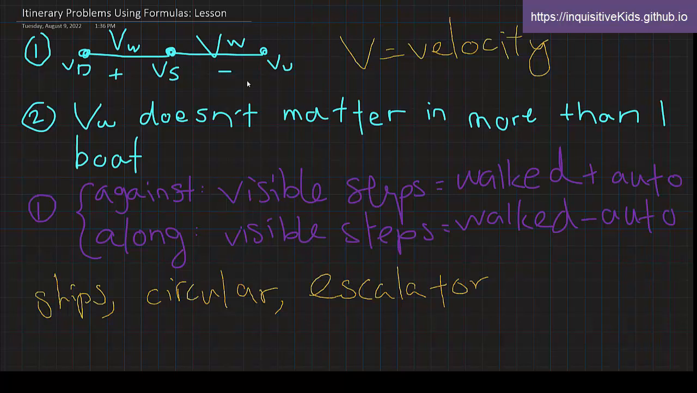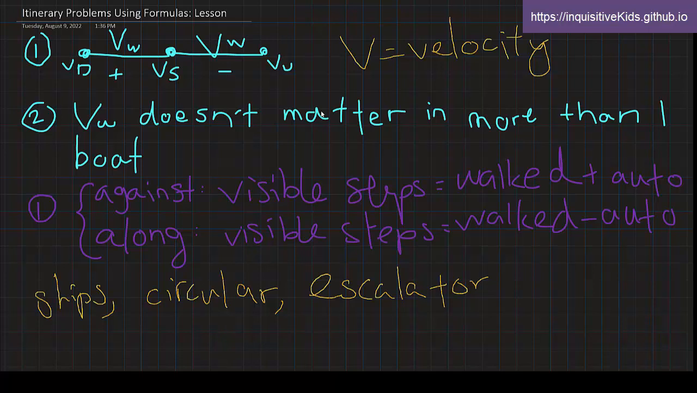All right, now let's look at the second key point, which is the water speed does not matter in more than one boat. So if you say have two boats, right? Two boats either go in the same direction or opposite directions, the water speed no longer matters because as you can see, there's going to be always a plus and always a minus. So those will eventually cancel out. It's fine if you still want to include the water speed. It's fine. It's just that in the end, it's always going to cancel out.